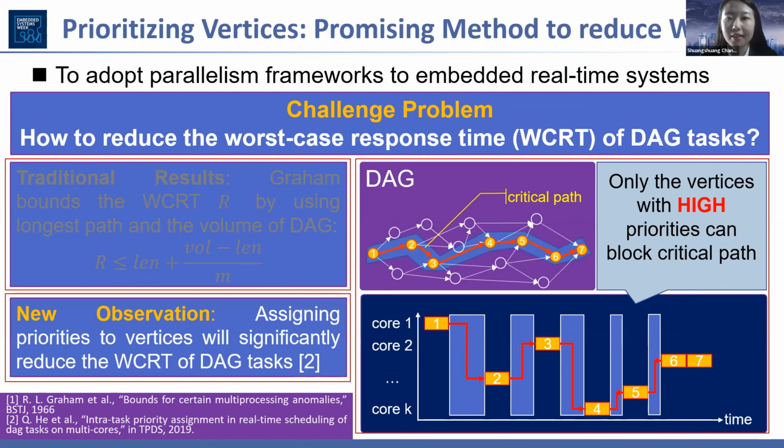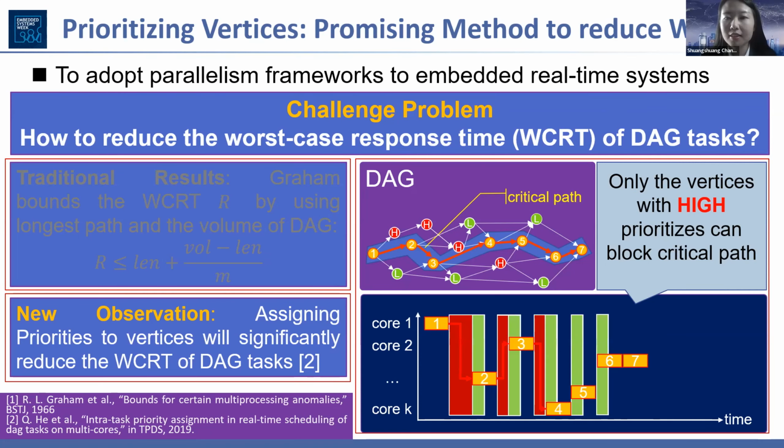And recently, we observed that assigning priorities to vertices will significantly reduce the WCRT of DAG tasks. Look at this picture. We assign different priorities to the vertices, high priority and low priority. Only the vertices with high priorities can block the critical path. As a result, the WCRT of DAG tasks will be reduced.